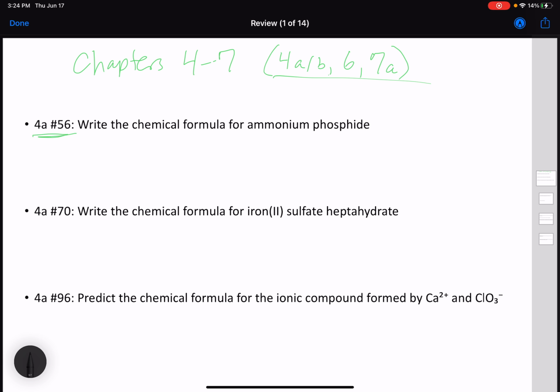So 4A number 56, write the chemical formula for ammonium phosphide. So the first thing you need to do when you're writing chemical formulas is first identify that this is an ionic compound. Ammonium is a polyatomic ion. It's a tricky one because it kind of sounds like aluminum, or it sounds like it should be an element on the periodic table, but it is not.